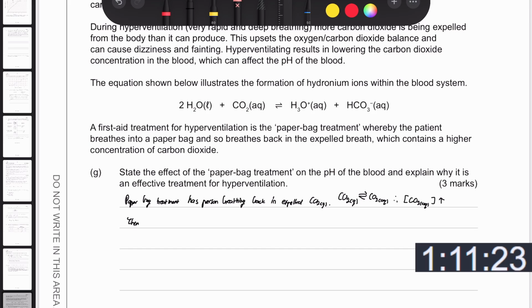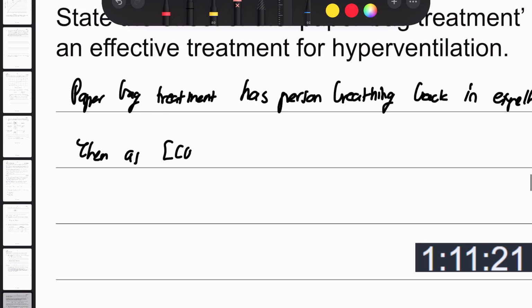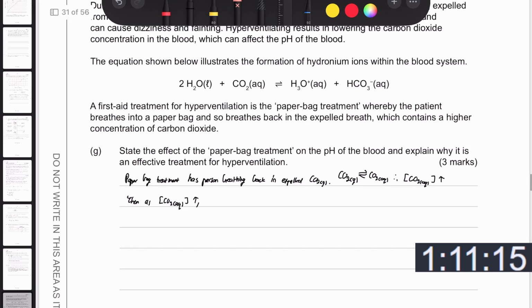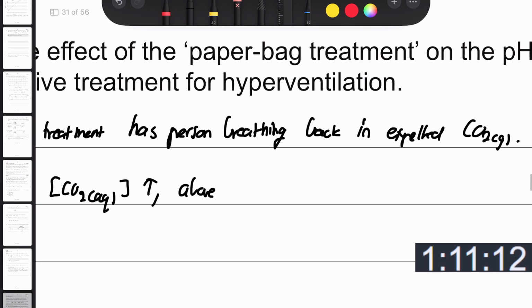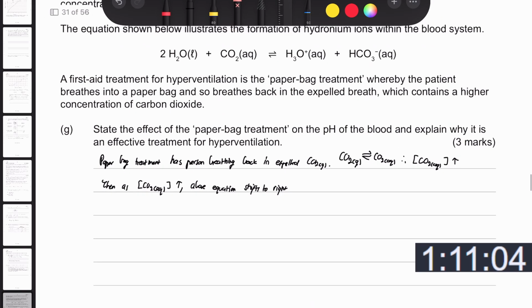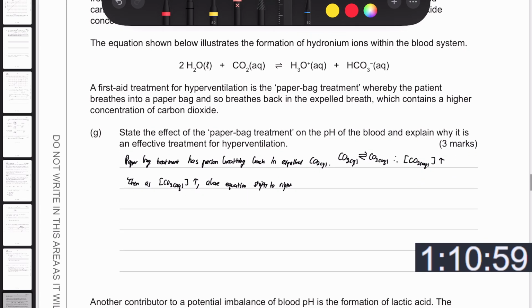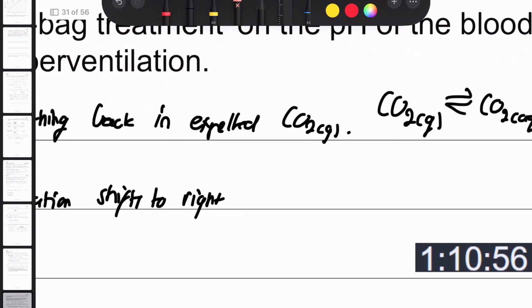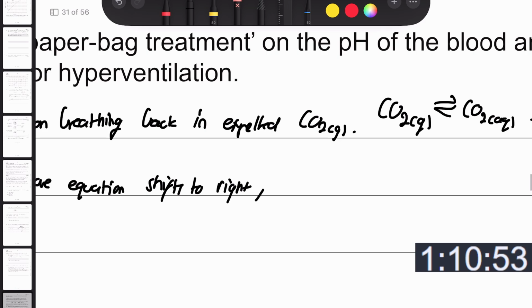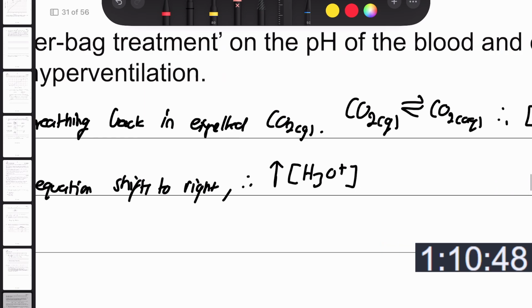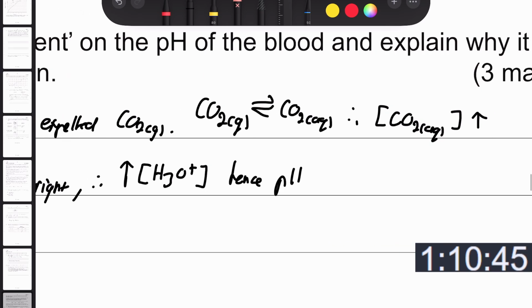Then as CO2 aqueous increases, the above equation shifts to right. Oxygen carbon dioxide balance. The above equation shifts to right, therefore increasing the H3O plus concentration. Hence pH will drop.